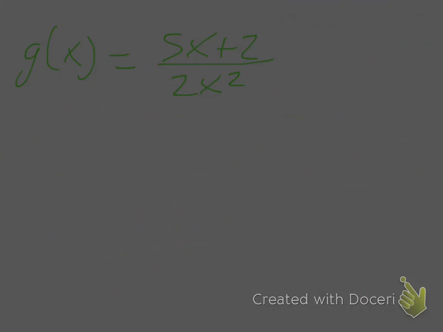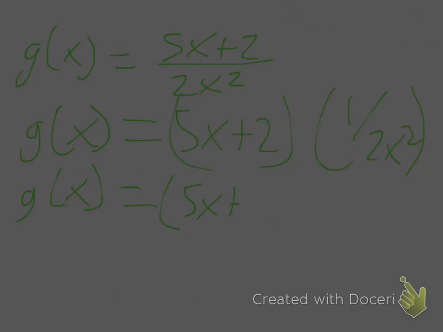Okay, let's see how good you were, how close you could get. So we're going to write this as a product first, so we can use the product rule. (5x + 2) times 1 over 2x squared. Now, it would help to write this with negative exponents, right? (5x + 2) times (2x squared) to the negative 1.